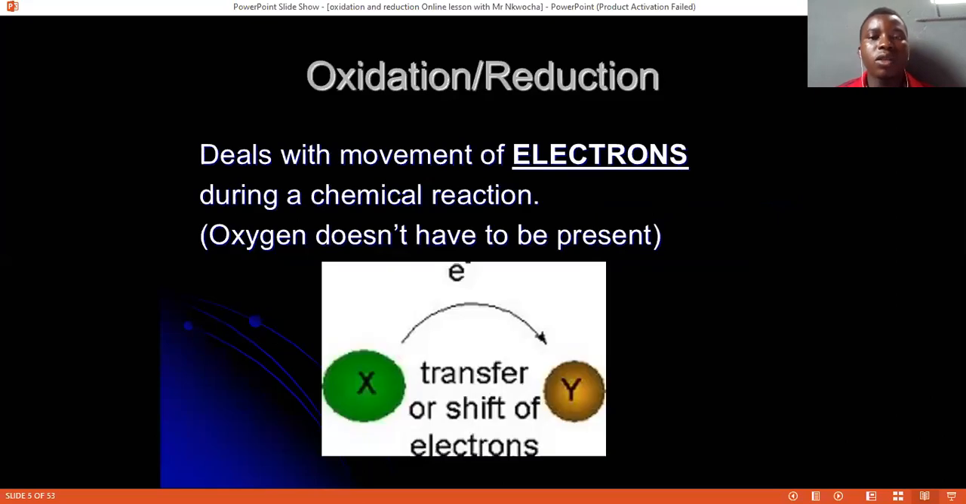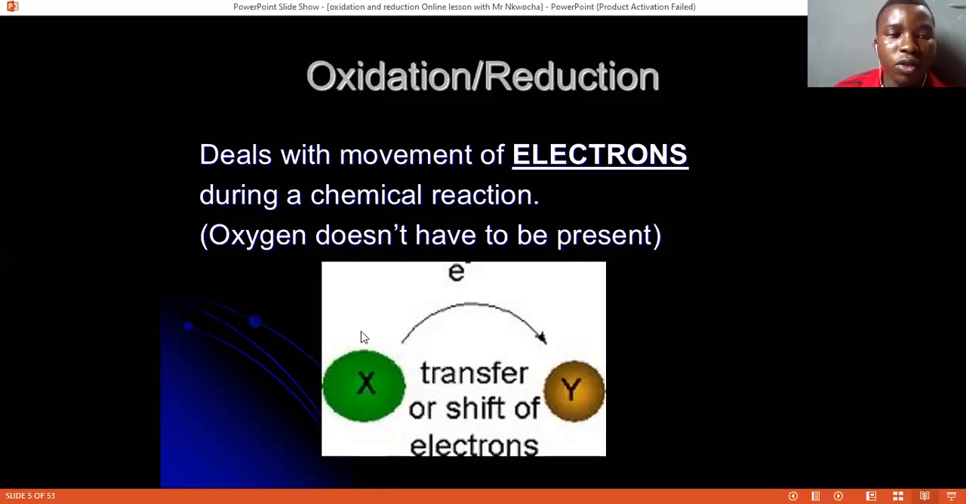So it's the same thing, but here I want us to focus our attention on the modern definition, that is, we are dealing with electrons. This is why I say this is the modern definition, because you don't necessarily have to say oxygen must be involved. We have reactions where oxygen is not even present at all. So do we describe that as oxidation, or do we say that cannot be described as an oxidation reaction?